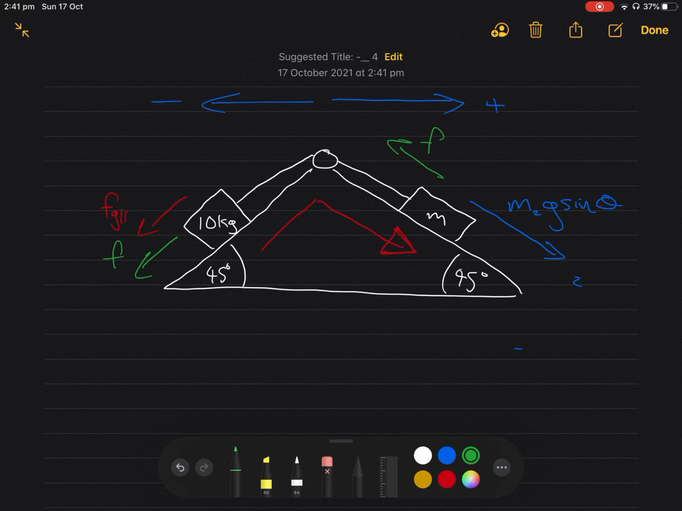Cool. So yeah, it's just all about thinking about which direction the system goes and having a notation for the right or to the left, and then ensuring you've got your frictions opposing the direction of motion.